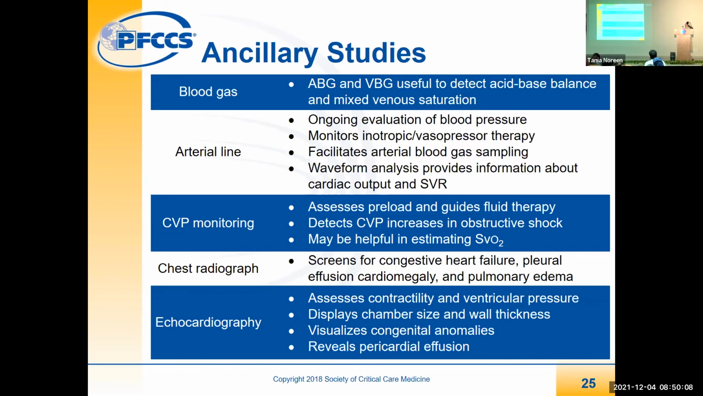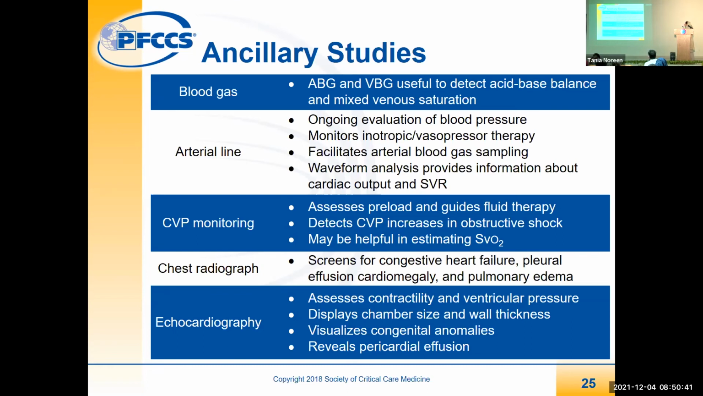आर्टीरियल लाइन, especially in areas जहाँ पे इन्वेजिव मॉनिटरिंग अवेलेबल होती है, it helps to allow the ongoing evaluation of the blood pressure. अगर आप inotropes and vasopressor therapy पे हैं, then you should monitor this patient with arterial line. It facilitates the arterial blood gas sampling. तो ABG sampling के लिए भी यूज हो सकती है. Then waveform analysis भी आपको बताती है about the cardiac output, the SVR. So it is preferable जहाँ पे आप inotropes यूज करें, you should use the arterial line because ये एक्यूरेट मेजर ऑफ ब्लड प्रेशर देती है. ब्लड प्रेशर नॉन इन्वेजिव से ना उसमें डिस्क्रिपेंसी भी आ जाती है.